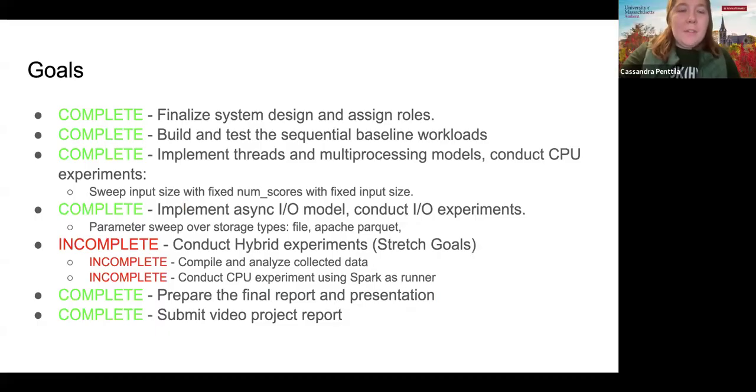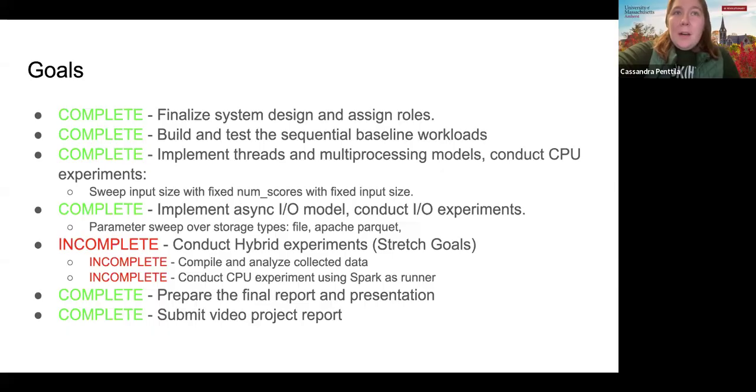So I'll give you a brief update on our goals. So we finalized our system and built our sequential baseline workloads, then implemented our threads and multiprocessing models, ran our experiments by sweeping input sizes, and our async IO model and its experiments were complete. And we also finished a parameter sweep comparing local files in Apache Parquet.